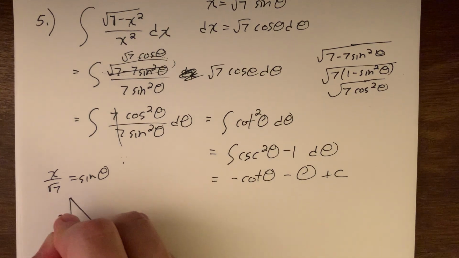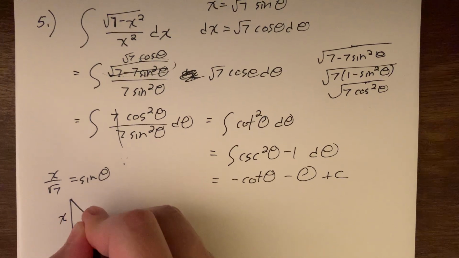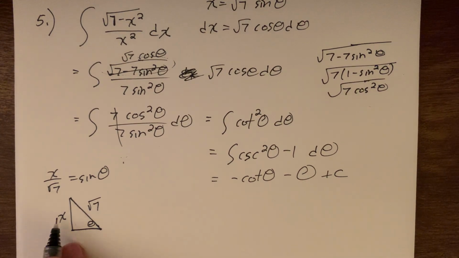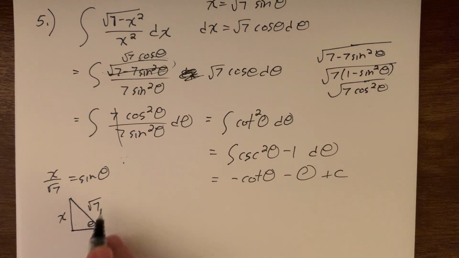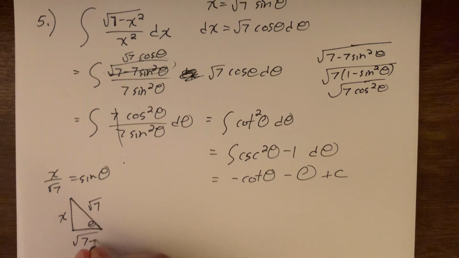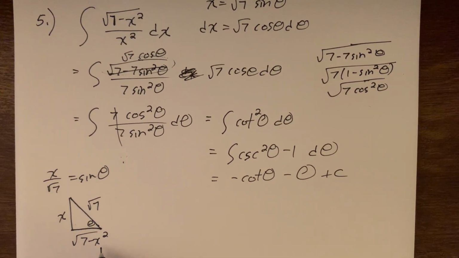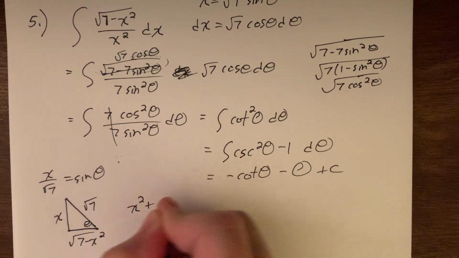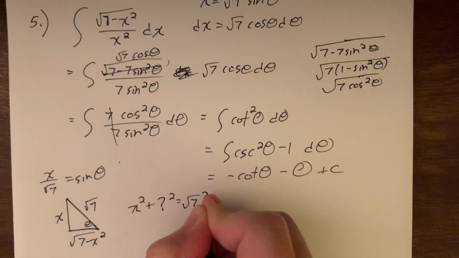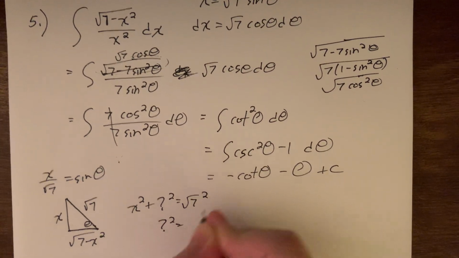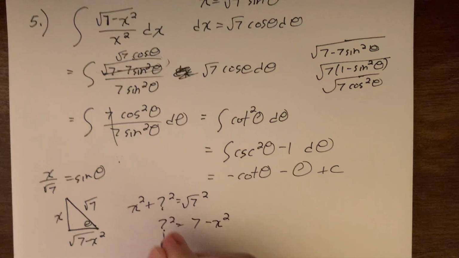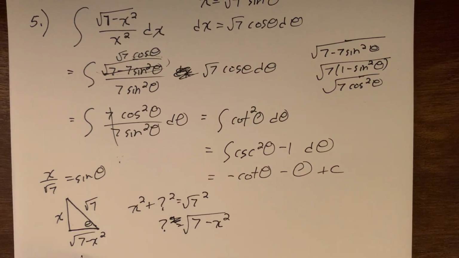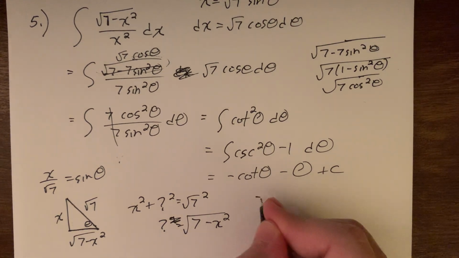So my opposite is x. My hypotenuse is the square root of 7. This squared plus this squared equals this squared, and that will give me the square root of 7 minus x squared. Just to show you that, I'm literally getting x squared plus blank squared equals radical 7 squared. That's 7. Subtract the x squared, over square root. Technically, we get the plus or minus, but just thinking of this as distance, we just get the plus.